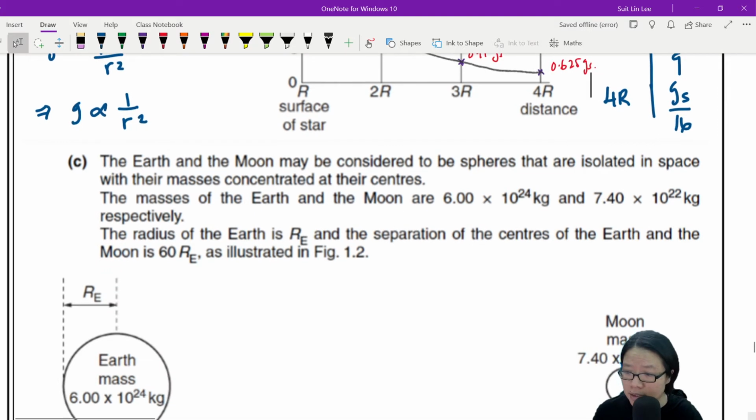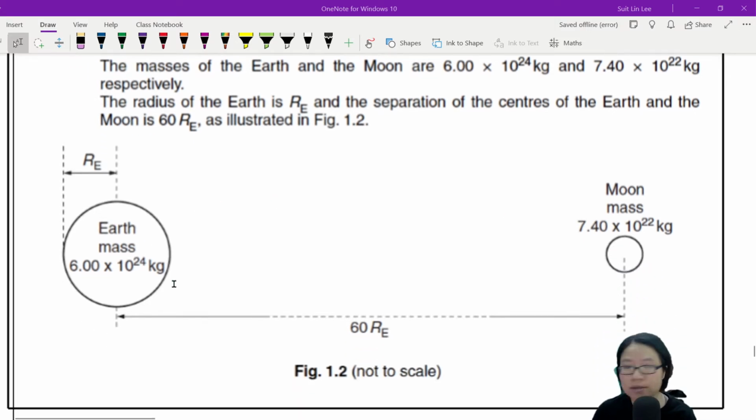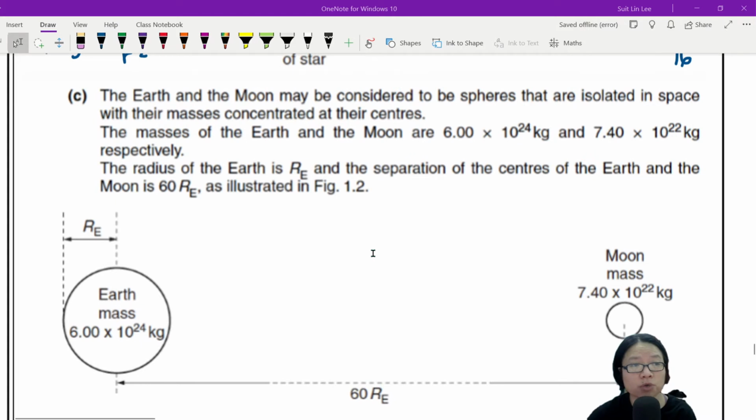Okay. In part C, what are we looking at? We are looking at the gravitational force, or the gravitational field, between the Earth and the Moon. Wow, very interesting. There are 2 things here to look at. So let's read the question first.